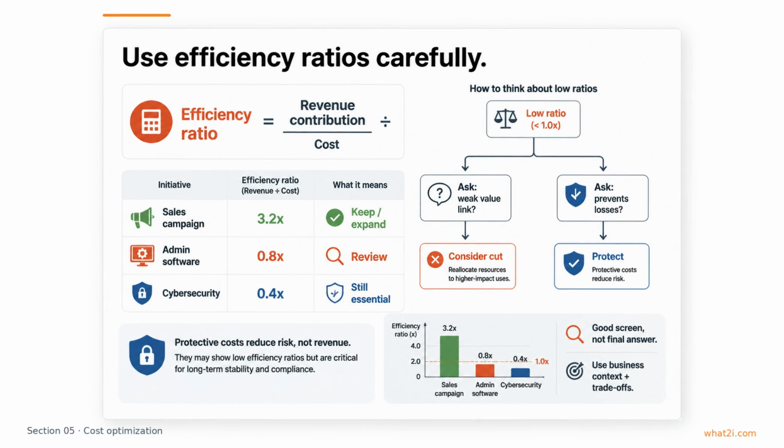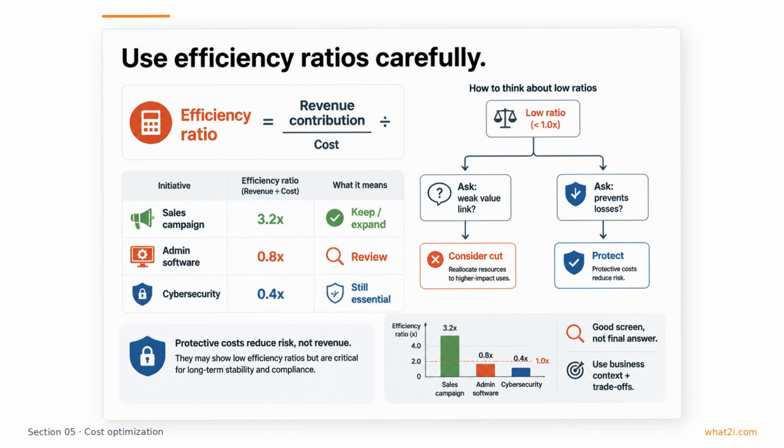Efficiency ratios can be a useful screening tool, but they require judgment. A simple version is revenue contribution divided by cost, which gives a rough sense of value created per dollar spent. Activities with low ratios may deserve review, but low does not automatically mean bad. Some costs, like cybersecurity, compliance, or preventive maintenance, may not generate obvious revenue, but still prevent major losses. That means the ratio is a prompt for investigation, not a final answer. Good decisions combine simple metrics with business context.